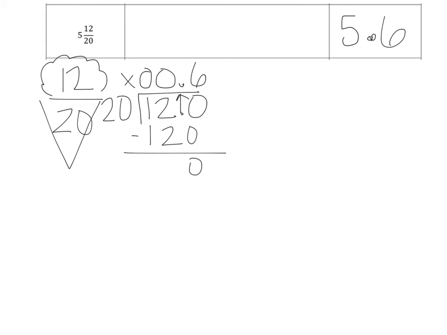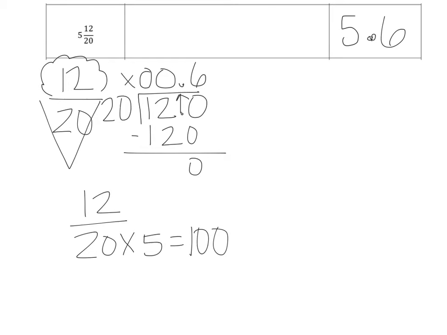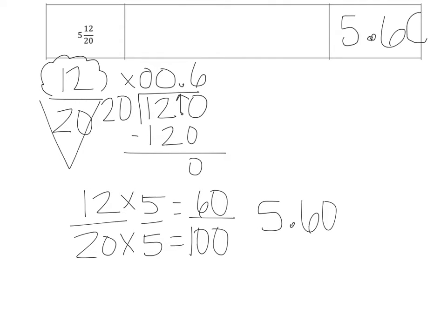Now let's think about our other strategy and see if it works. 12/20. Can I multiply 20 by a number to get 10, 100, or 1,000? Well, I know 20 times 5 equals 100. What I do to my denominator, I do to my numerator. 12 times 5 is 60, and I get 60 hundredths. So I could have written 5 and 60 hundredths, which is equivalent to what we got earlier, because if I added a 0 onto 6/10, I could now have 5 and 60 hundredths.